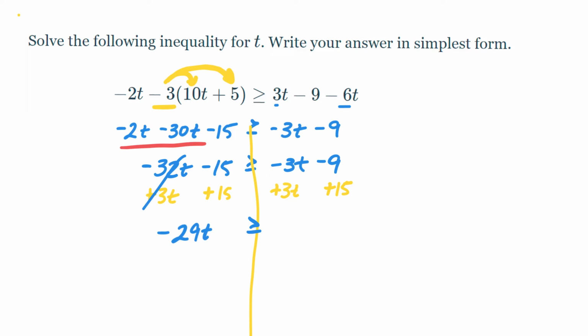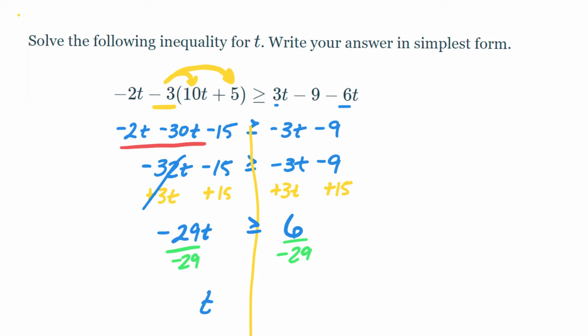And we add 15 to 9 would give us a positive 6. Now we are going to do the division by a negative number. We divide by negative 29, excuse me.